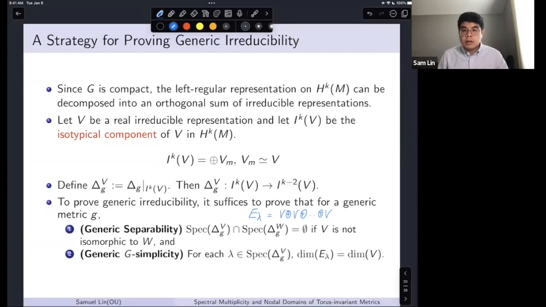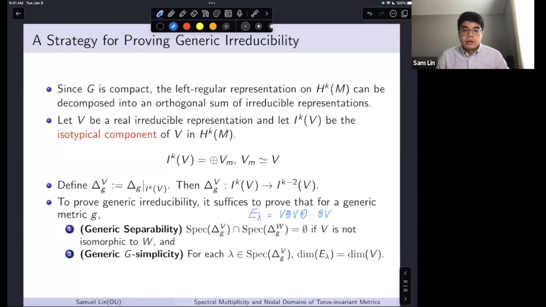Next, we want to establish generic G-simplicity, which means that for each eigenvalue of this restricted operator, the dimension of each eigenspace E_lambda is precisely the dimension of V. So if you establish 2, then you know that E_lambda consists of just one factor, which is V itself. So from these two, you can prove that each eigenspace is irreducible.